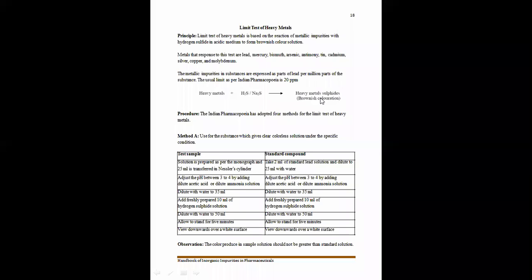Now, what are the basic differences between all these methods? Why have they categorized these 4 different methods for the determination of heavy metal presence in the pharmaceutical substance? So our method number 1, that is method A, is used for the substance which gives a clear colorless solution under specific conditions. So this is our method number 1 or method A.